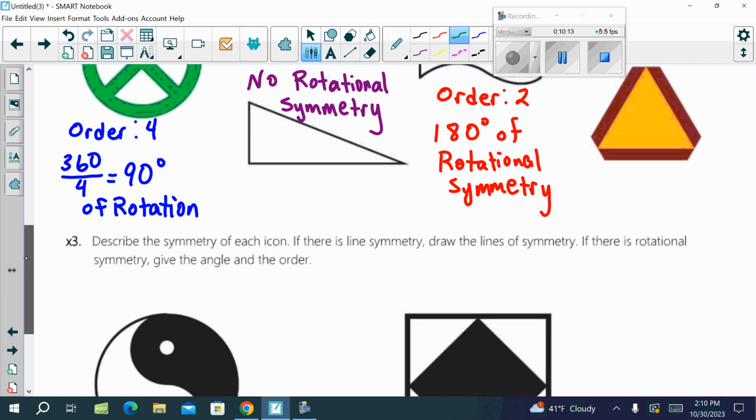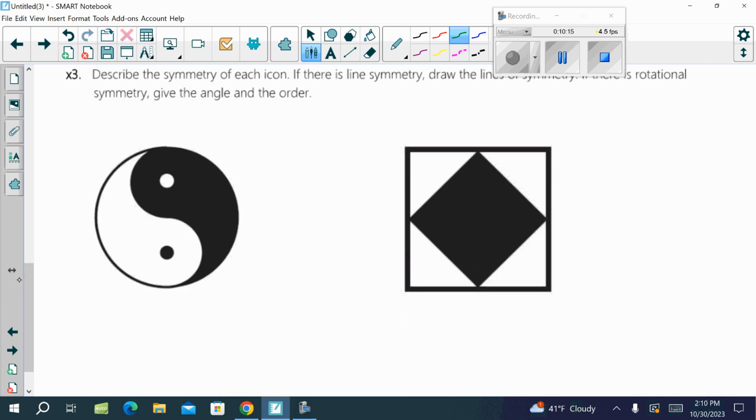Okay. Next, describe the symmetry of each icon. If there's line symmetry, draw the lines of symmetry. If there's rotational symmetry, give the angle and the order. So this yin yang, what do you think? Let's do line symmetry first. Does that have line symmetry? Where would it have line symmetry? Mm-mm. Does not have line symmetry.